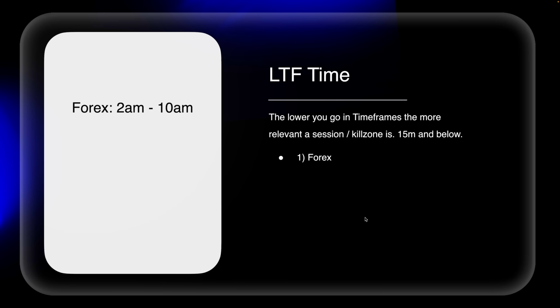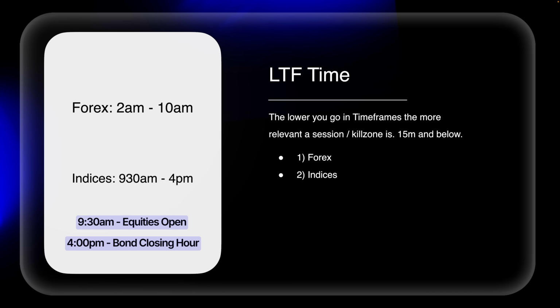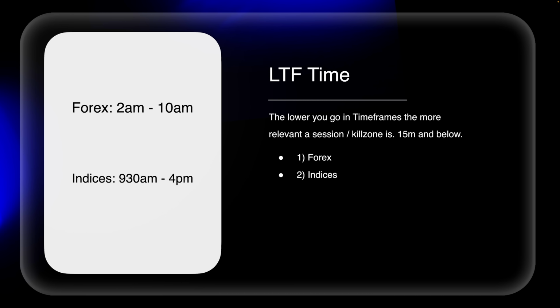When we talk about trading something like the indices right here, then we want to focus on 9:30 a.m. to 4 p.m. At 9:30 a.m., you have equities open for the indices. That's where a lot of volatility comes into the market directly. Then until 4 p.m., which is known as the bond closing hour, that's where the volatility dies down because the market also closes. So if you're looking to trade something like ES, NASDAQ, YM, or Russell, then focus on placing a trade between 9:30 a.m. until 4 p.m.